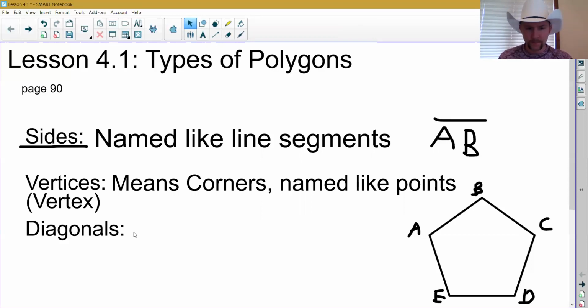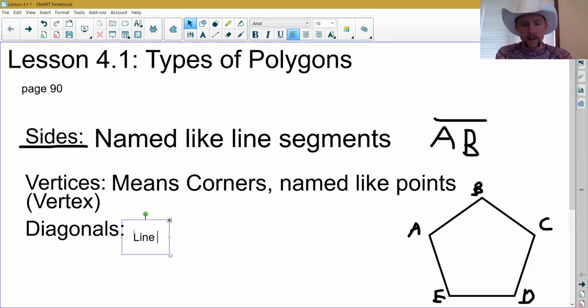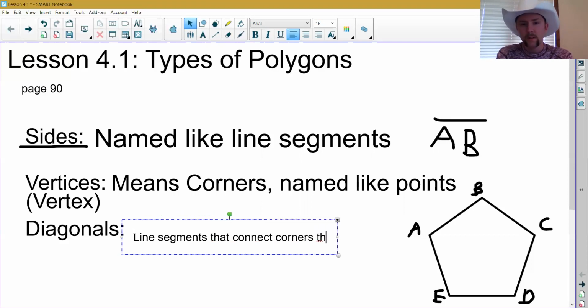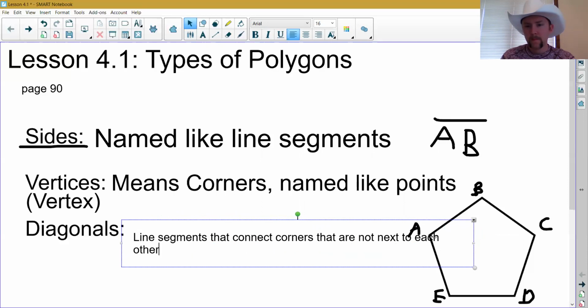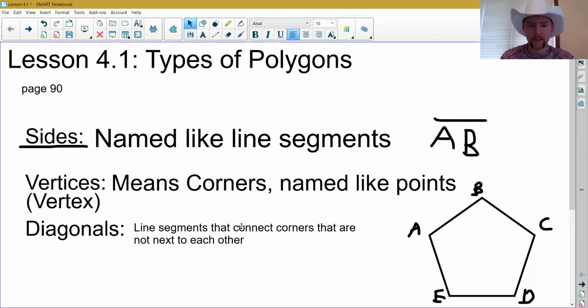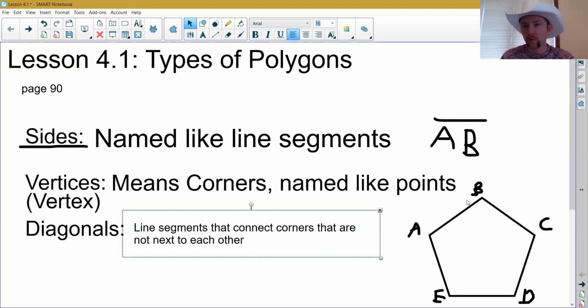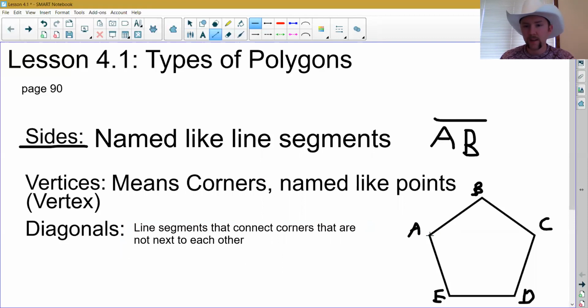Okay, and then diagonals. Diagonals are line segments that connect corners that are not next to each other, okay? So diagonals are line segments that connect corners that are not right next to each other. So what we mean by that is, like here, A and B, they're corners that are next to each other. They're connected by a side. Side AB connects those 2 points. But a diagonal would be a line segment that goes, let's say, from A to D. Okay, that would be a diagonal.